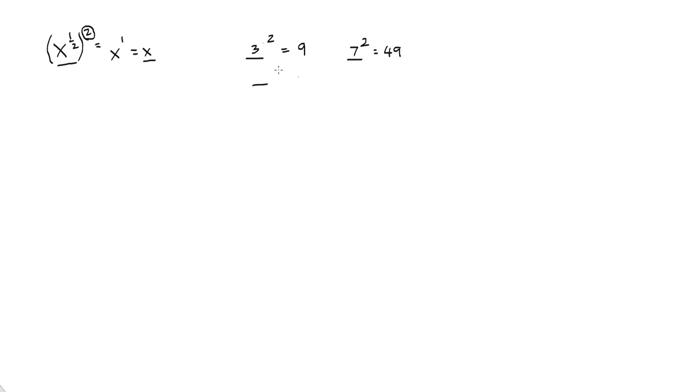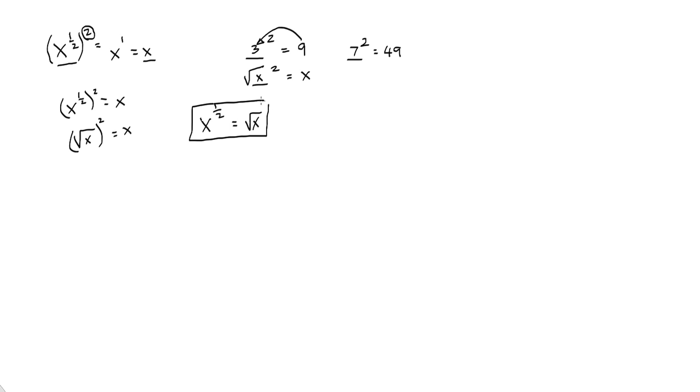So if I say what squared gives us x, then I hope you can see that to get from there to there, don't we square root? We sure do. So the square root of x squared is x. So if we know that x to the 1/2 squared equals x, and we know that the square root of x squared is x, that must mean x to the 1/2 power equals the square root of x.